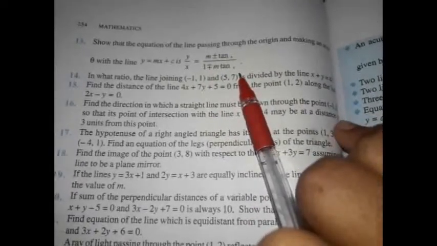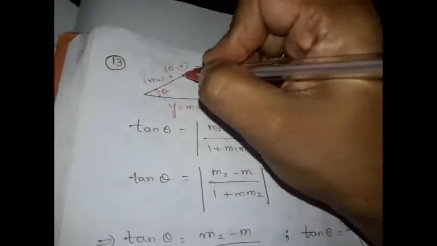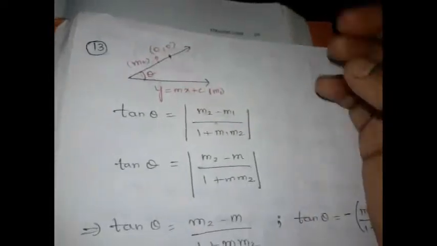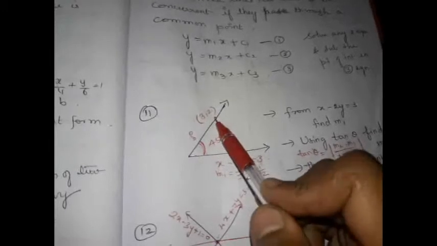What they asked you to prove here: show that the equation of the line passing through the origin, making an angle theta with the line y equal to mx plus c, is y by x is equal to m plus or minus tan theta divided by 1 minus or plus m tan theta. This is exactly the same as the 11th problem. This point they have given as 0, 0, this they have given as theta, and instead of this line they have given you y is equal to mx plus c. So this is like a general version.